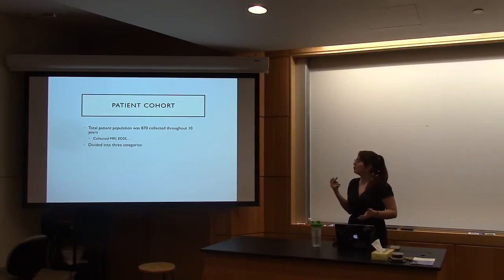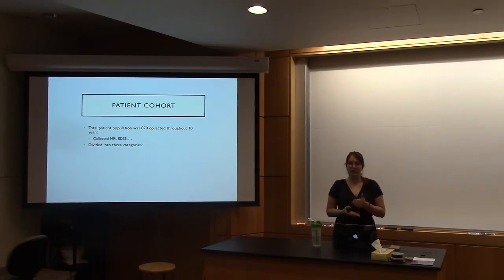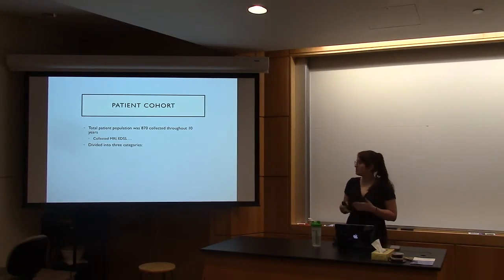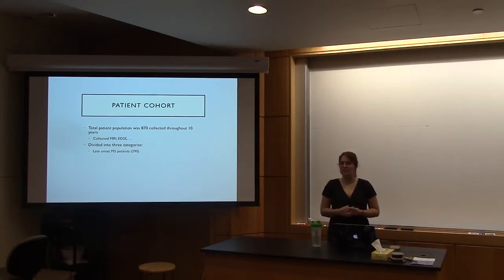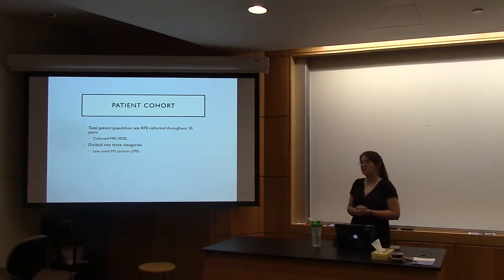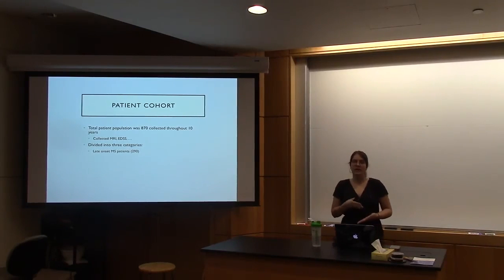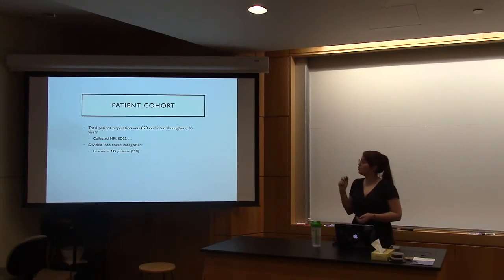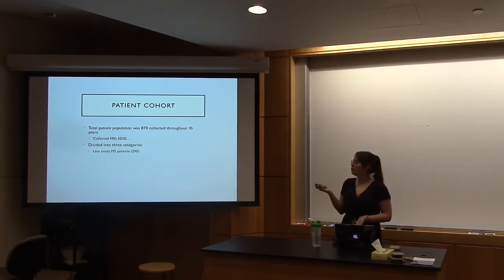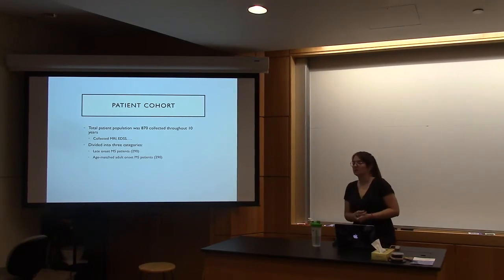And so what we had to do is divide them into 3 equal categories so I could do the statistical analysis. The first category is late onset MS patients. We had 290 late onset MS patients, which we defined as anyone who's gotten MS over the age of 40. So if you got MS over the age of 40, you're in this category. And then we randomly matched adult onset MS patients who have the same age as every single one of the patients right here. So they were equally matched randomly, which was really important.